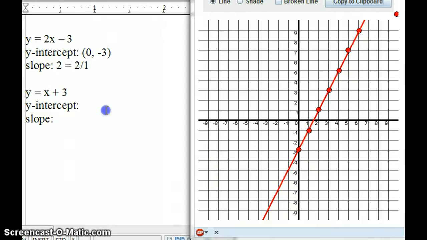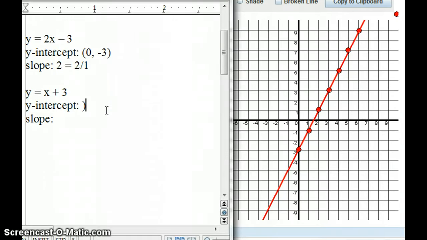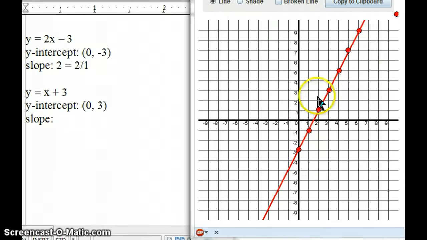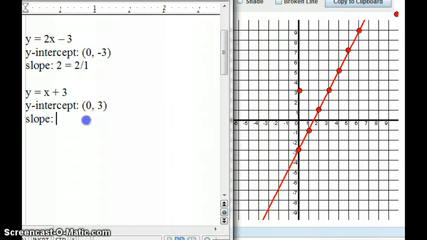Now the second one works almost exactly the same way. The y-intercept is going to be 0 something. It's going to be (0, 3), because that's the part that's added on, and also because if I put 0 in for x, that's what I'd get for y. So (0, 3) over on the grid, that is this point right here. Start at the origin, over 0, up 3.